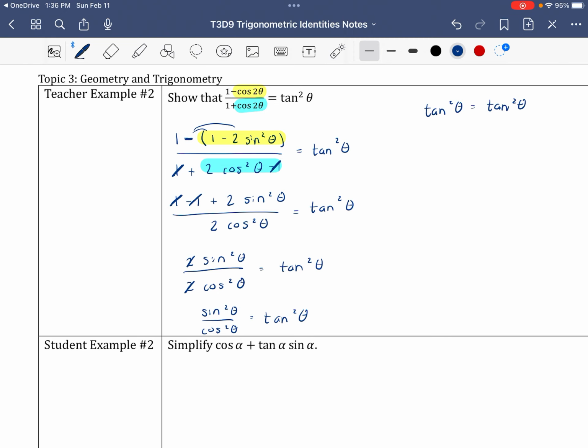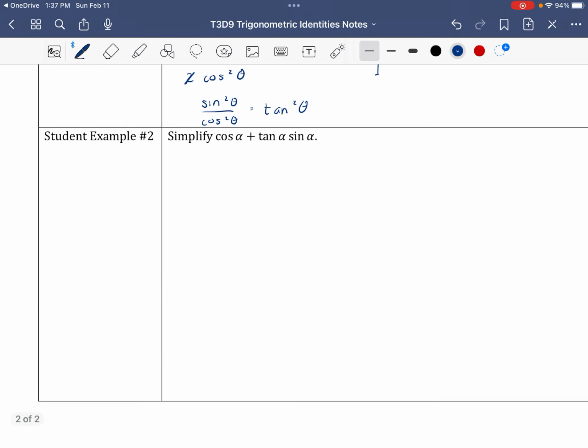Problems like this, especially when it says show that, ultimately do not need this as your final answer, right? Because it's telling you it will equal tangent squared theta. It's really looking for your process here. If your process is really messy, especially on a test or somewhere else that's getting evaluated, it might be worth your time to rewrite it more cleanly so it's easier to follow, because it's a process that will be getting graded, not just the end where you put tangent equals tangent. Okay, go ahead and try student example number 2 on your own.